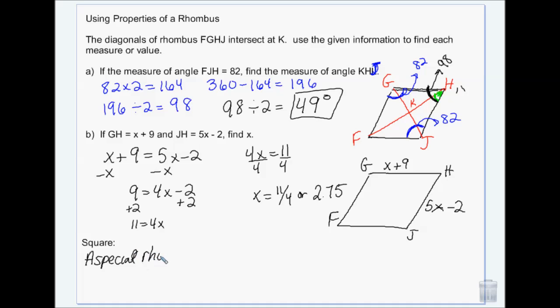And a square is a special rhombus. Yes, it is also a rectangle. It is a rhombus with 90-degree angles. So a square is a quadrilateral that is a parallelogram that is a rectangle that is a rhombus. And it's also a square.